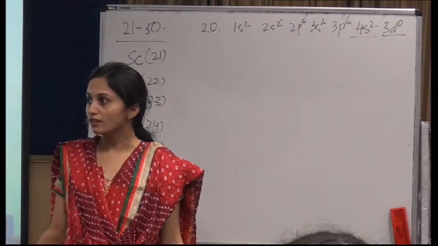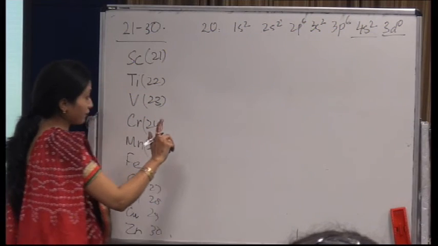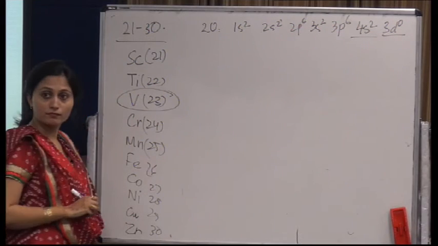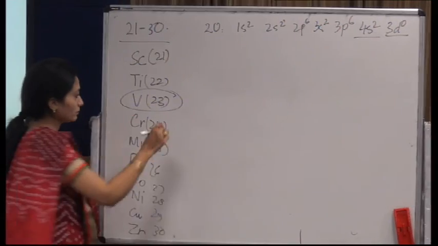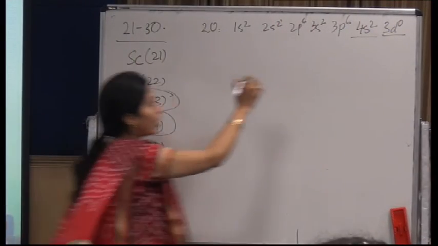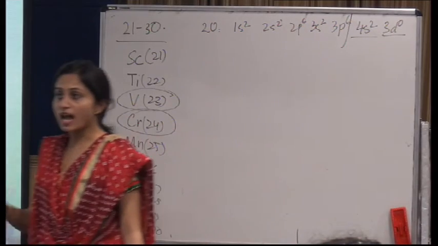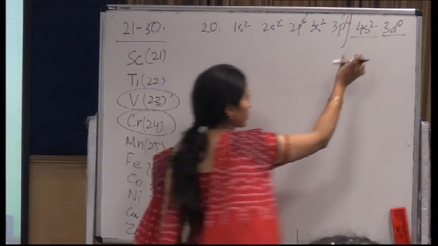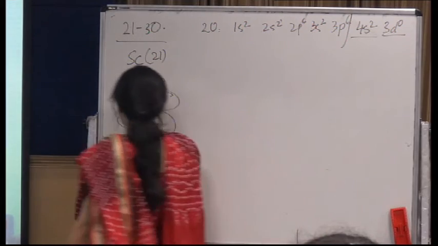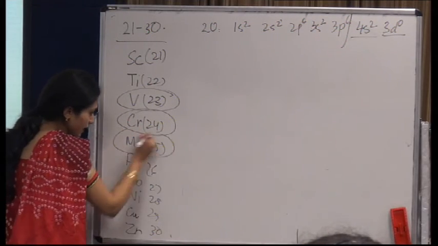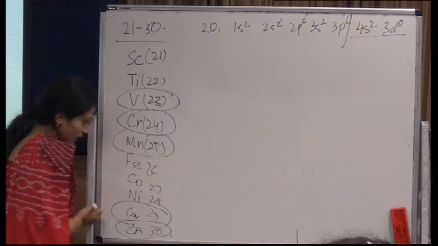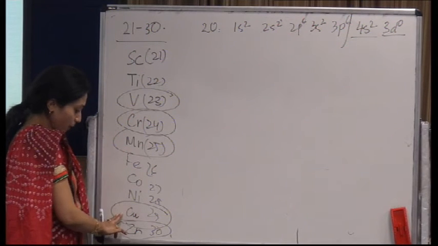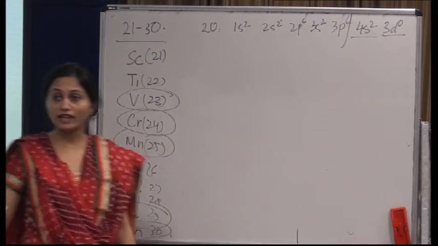I have already done it till 20. So now I want a quick answer within 2 minutes because we are running short of time. I want you to do the electronic configuration for vanadium. Till 3p6 it's just the same for everyone, so don't waste time. Write it only for 4s, 3d. Do it for chromium, manganese, copper and zinc. I am giving you 5 elements: vanadium, chromium, manganese, copper and zinc. Do it quickly.